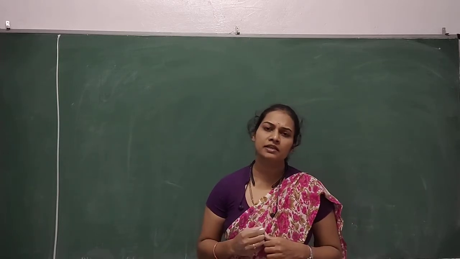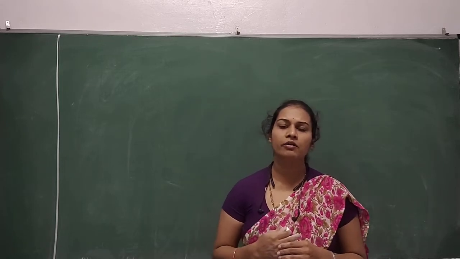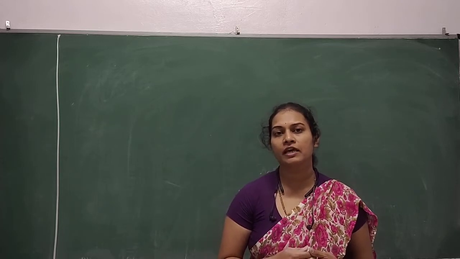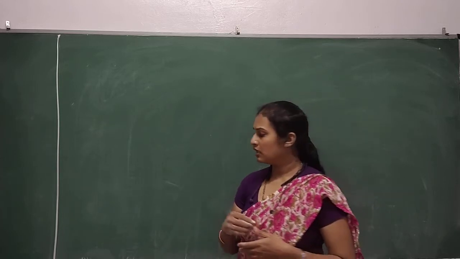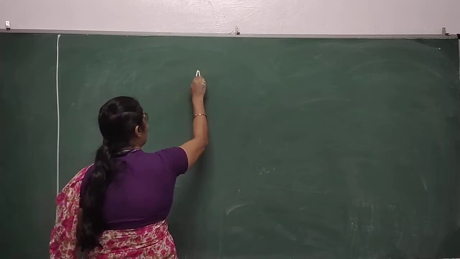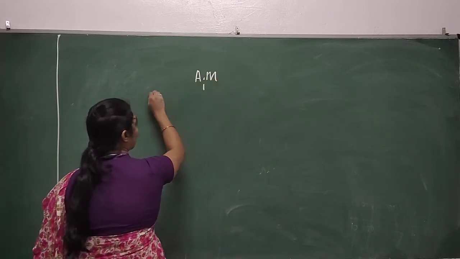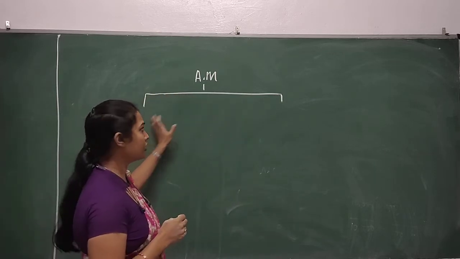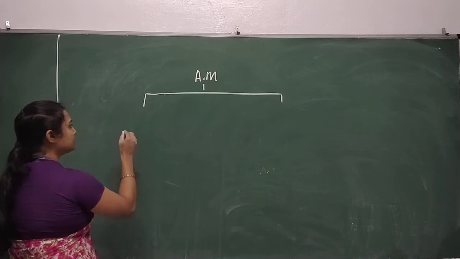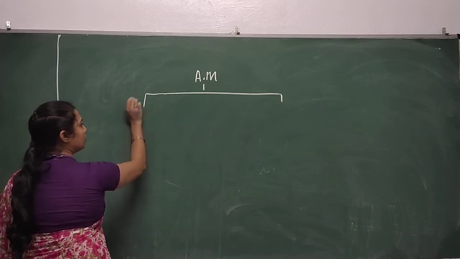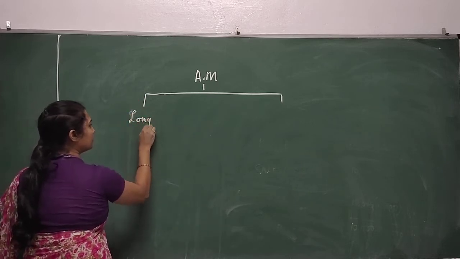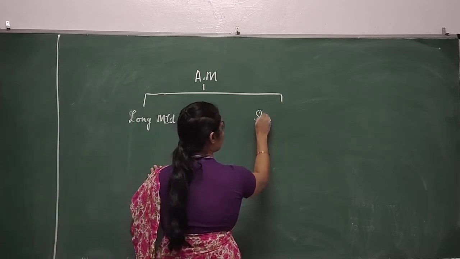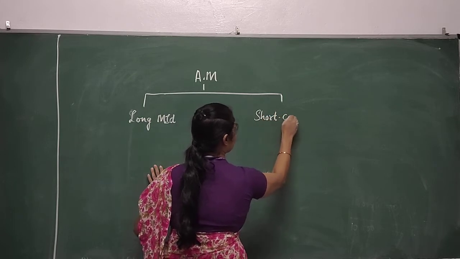In today's class, we will talk about what arithmetic mean is and the different types of calculating your arithmetic mean. Basically, arithmetic mean is calculating your average. You have two methods of calculating your arithmetic mean. The first method is the long method. The second method will be the shortcut method.